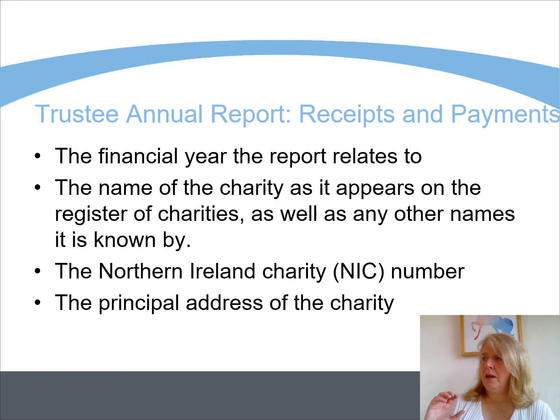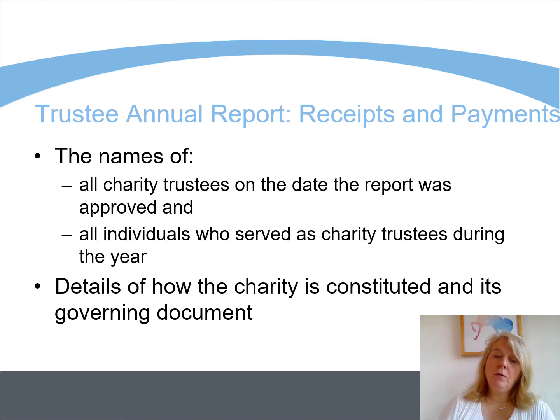So I think it's a good idea to put that information up front and then move on to the next section. So you have to put the trustees, the names of all of the charity trustees on the date that the report was approved. And you'll find a lot of trustees will bring these reports to AGMs and get them approved at AGMs. And any individuals who served as trustees during the year. So maybe someone was a trustee for 6 months and then they resigned. Their name still has to go on to the report because they were a trustee during the year.